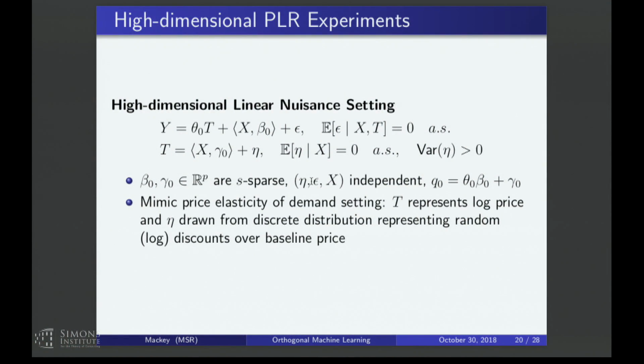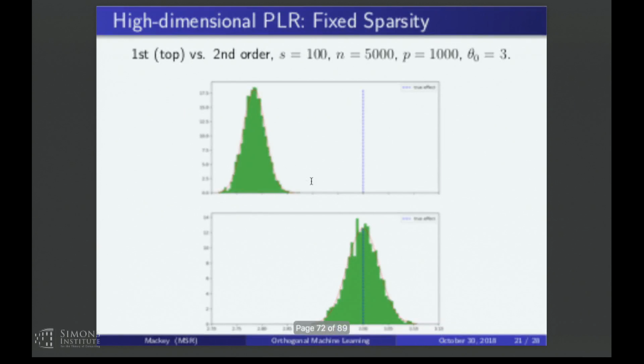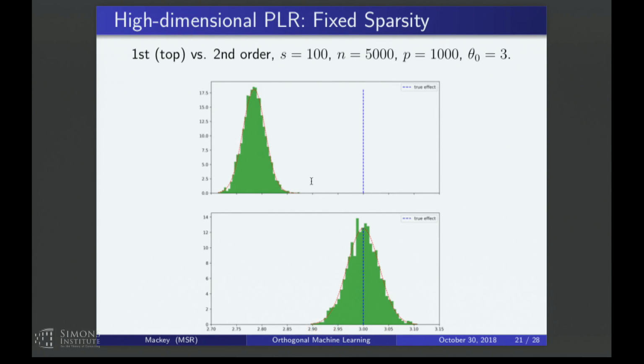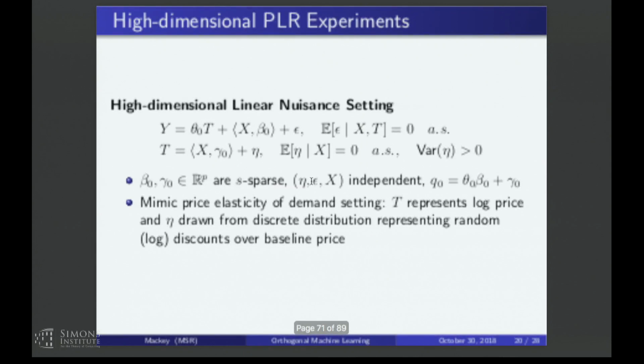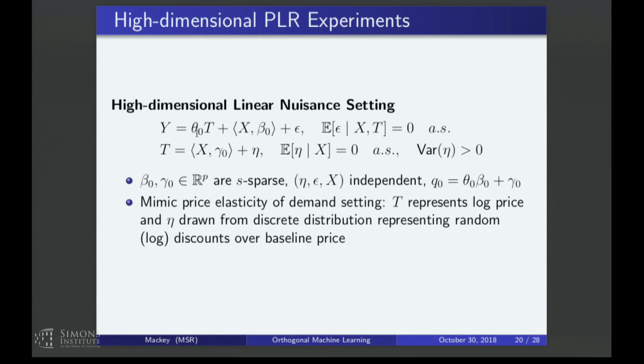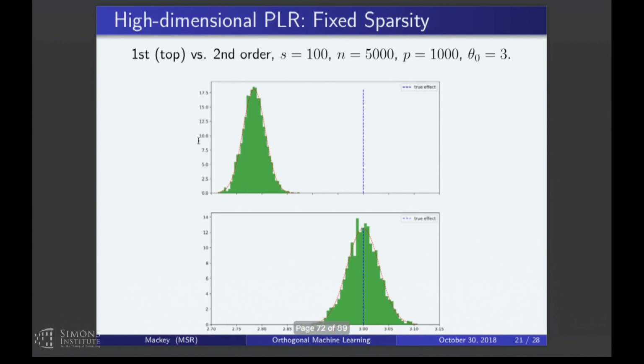So t is representing our log price. We're drawing eta from this discrete distribution representing random discounts over that base price. And here are just some results. So I'm estimating theta 0 here. That's my target, that's my elasticity. I'm showing you the distribution of my elasticity estimates when I use either first order orthogonality, that's double machine learning, or second order orthogonality, where the nuisance is fit via the lasso.